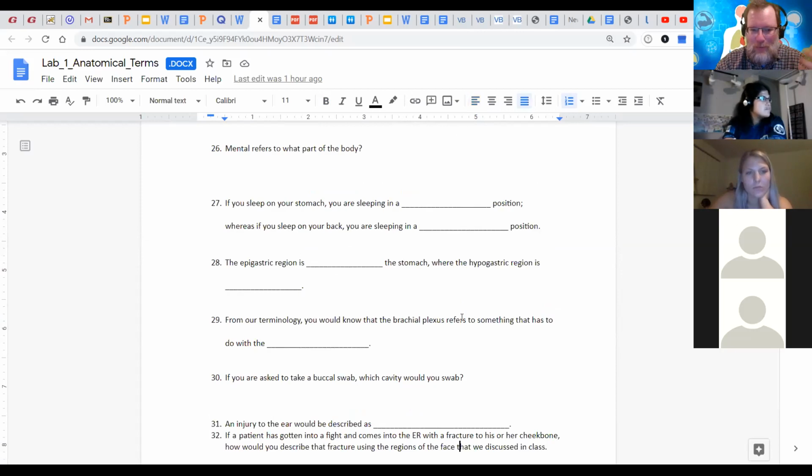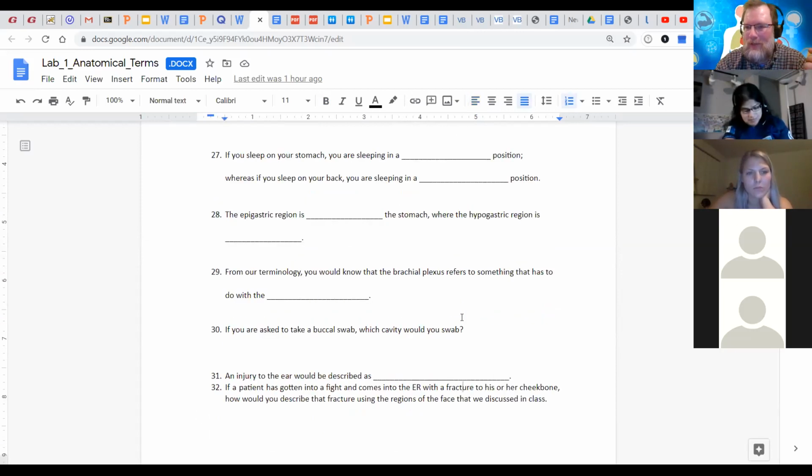And 31 was about the ear. I think I mentioned that one a little bit ago, an injury to the ear. That could be any number of things. Part of this is just to get you exploring, critically thinking, seeing different terms, seeing how they're written, and where you're going to locate these answers.